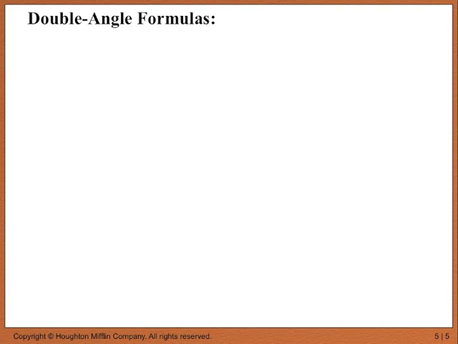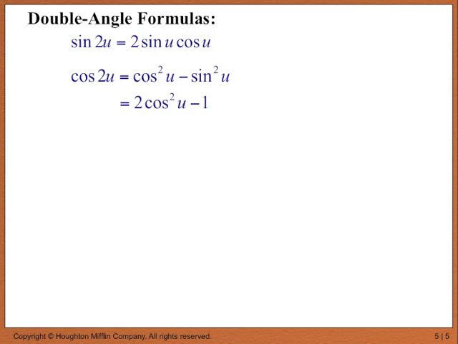All right, double angle formulas. Sine 2u equals 2 sine u cos u. Cos 2u equals cos squared u minus sine squared u, which also equals 2 cos squared u minus 1, which also equals 1 minus 2 sine squared u. Now, the thing about this formula is that all of these are valid forms of the cosine 2u formula. They're equally valid forms. It's not that you simplify until you get the last line. No, each one of these lines is a valid form of cosine 2u. All right, the proofs are actually quite simple.